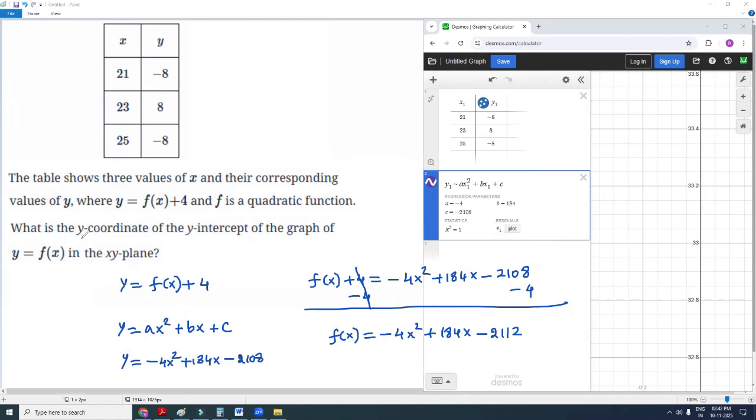Since our aim is to find the y-coordinate of the y-intercept, we have to plug in x equals 0, because the x-coordinate is always 0 at the y-intercept. So now to get the y-coordinate, we have to plug in x equals 0 into the function f of x. Okay, now let me plug in 0 for x. When I plug in x equals 0, this term will become 0 and this one will become 0. Negative 2112. So finally, I'm getting negative 2112. So the y-coordinate of the y-intercept of the graph of this function is negative 2112.